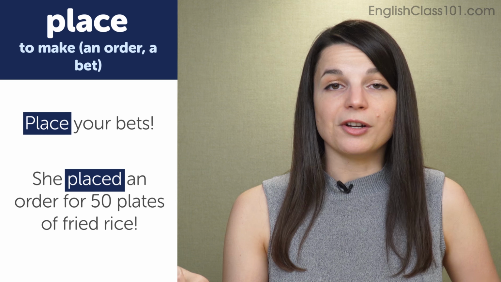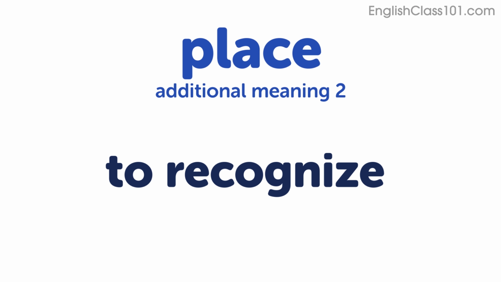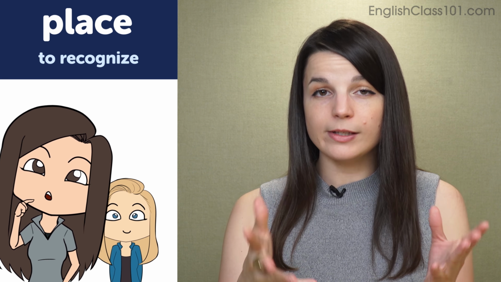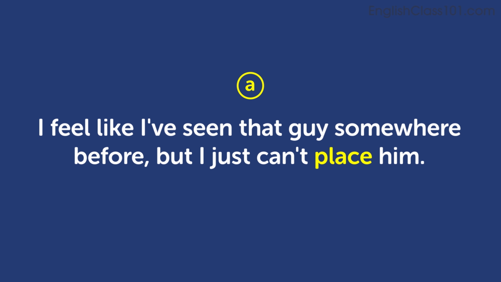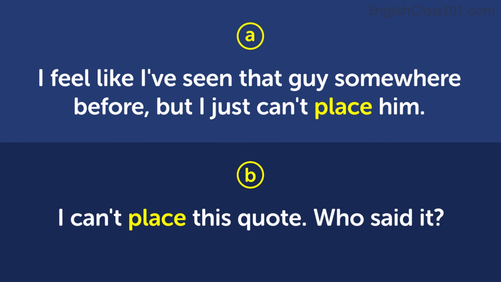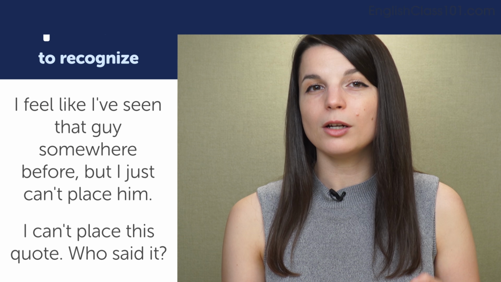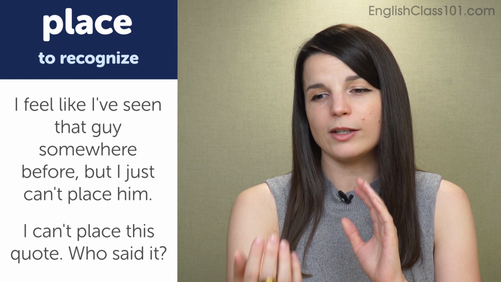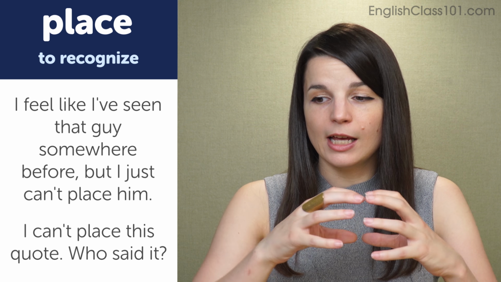The second additional meaning is to recognize. This meaning, as you'll see in the example sentences, is often in the negative form. Let's look at some examples. I feel like I've seen that guy somewhere before, but I just can't place him. I can't place this quote. Who said it? So here we see place being used to mean like recognize, or we can't quite understand the origin of that person or that thing.